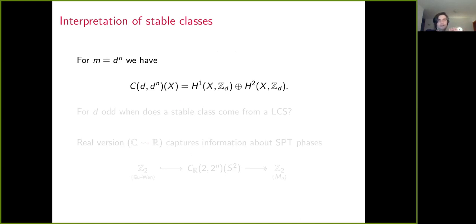Okay, so to conclude my presentation, going back to the question of odd local d, the case of interest is when m is equal to a power of d. That means you have an n-fold tensor product of C^d. So you are looking at qubits, for example. In this case, if you look at this cohomology theory, you have the first cohomology of X and the second cohomology of X, and this greatest common divisor just becomes Z mod d. And then for these classes, whenever they are non-zero, you can ask the question, are they actually coming from a linear constraint system? And this is an open question.